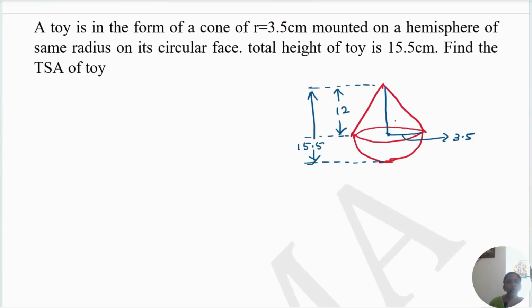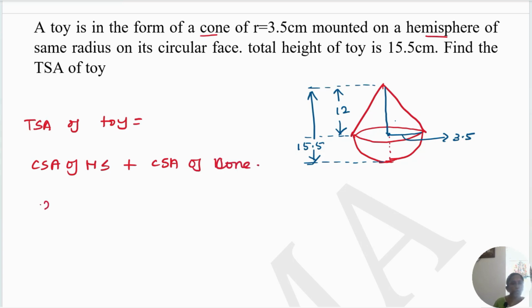Read this problem. A toy is in the form of a cone mounted on a hemisphere of same radius on its circular face. The total height of the toy is 15.5 from top to bottom. Find the TSA of the toy. So you can find your height of the cone will be 15.5 minus the radius of your hemisphere. Radius is 3.5. So here you are asked to find out the TSA of the toy. So TSA of the toy is nothing but CSA of the hemisphere plus CSA of cone.